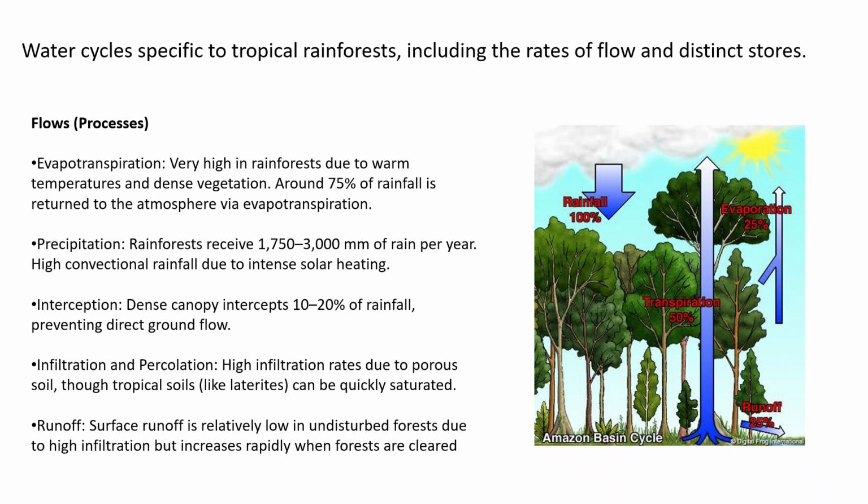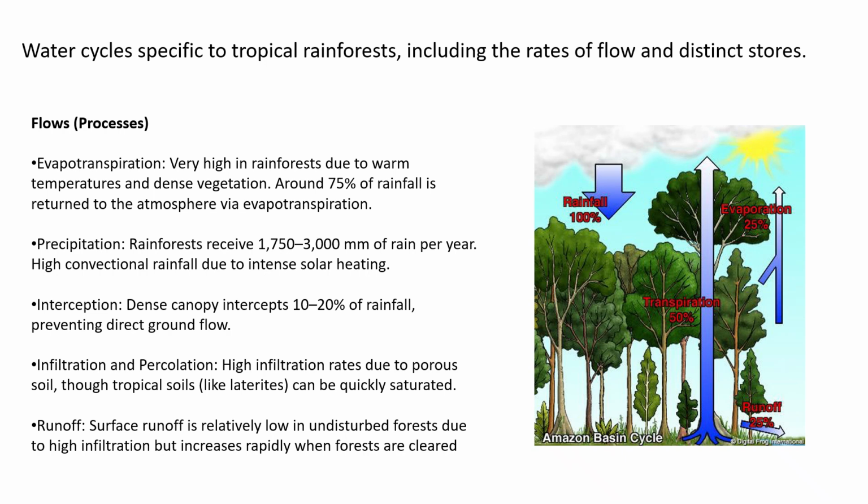We get lots of precipitation, as I mentioned. It tends to be convectional rainfall, up to 3,000 millimetres a year. We get lots of interception, initially by those emergence, but by our canopy as well. So the actual water that reaches the forest floor is much, much lower. Infiltration and percolation happens through the soils, and that is aided by stem flow particularly.